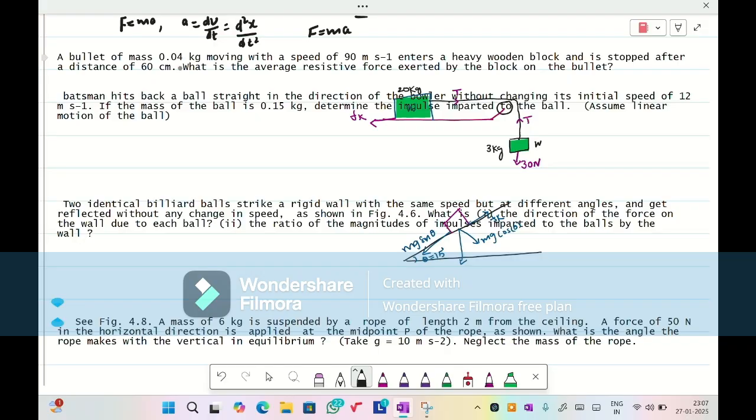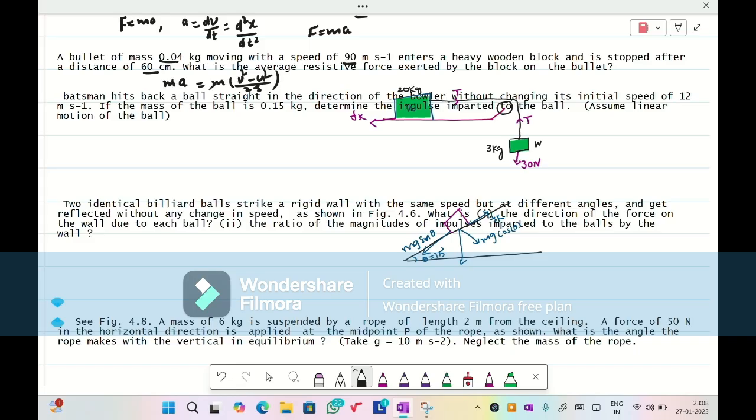So this is the same. A bullet of mass 0.4 kg moving with a speed is given. It hits a heavy wooden block and is stopped after traveling a distance. So retardation force is there here. What is the average resistance force? Therefore, resistance force is equal to ma, that equals m into v square minus u square by 2s. That's enough. Change in kinetic energy by distance, by this one.